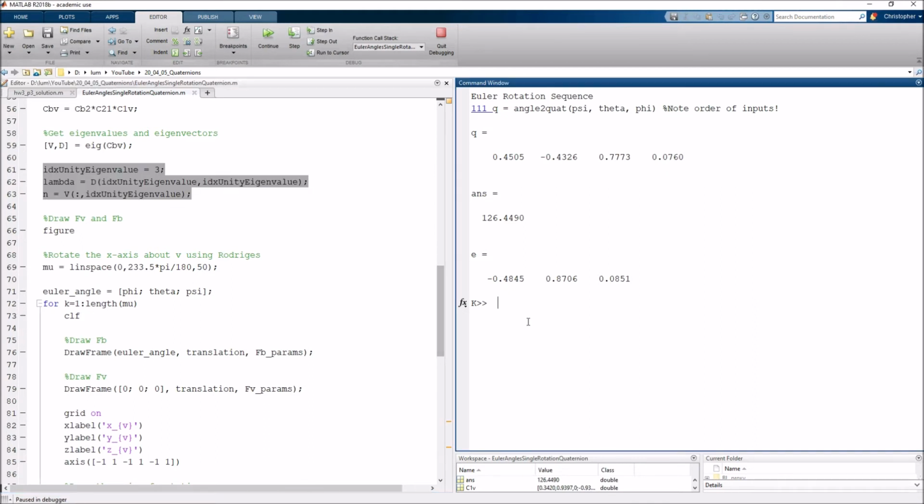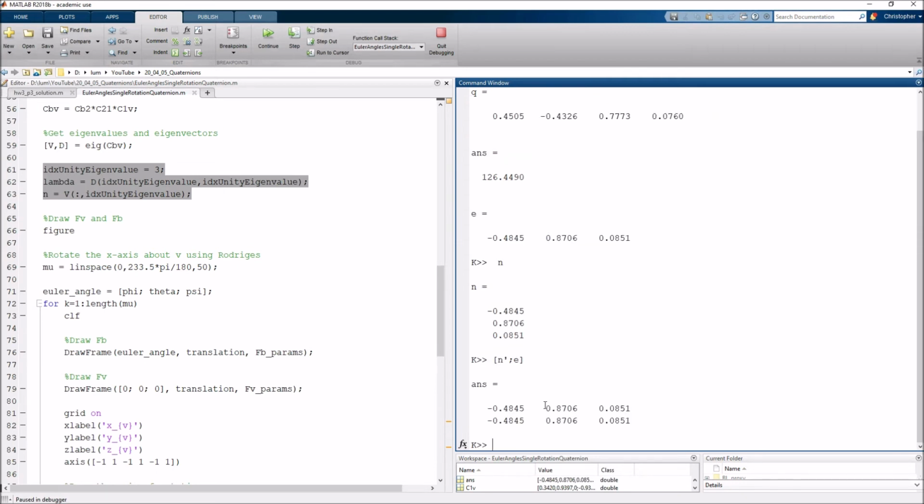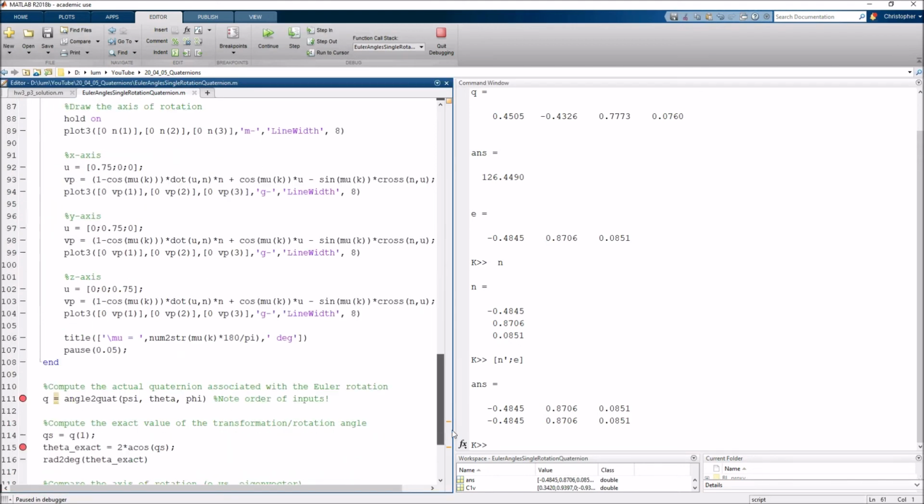So if we look at this, n is a vertical vector, e is a horizontal row vector. To compare these on top of each other, let's say n transpose, and then I'll put e on the bottom. And look at these. These two things are the same vector. They are pointed in the same direction.